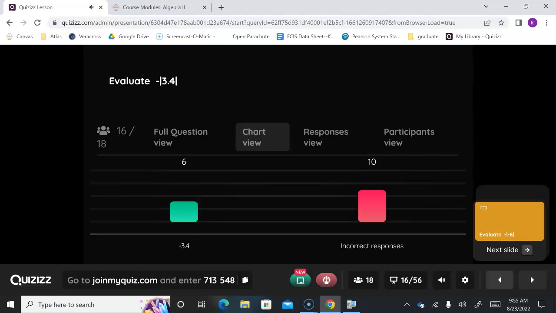So if I deal with that absolute value first, ignore the fact that I have a negative and just focus on this part. What's the absolute value of 3.4? 3.4, right? So this becomes 3.4. Now that that's dealt with, this comes back down and makes it negative because that negative is on the outside. So it gets applied after I evaluate the absolute value. So evaluate the absolute value first, and then apply the negative that's left over.